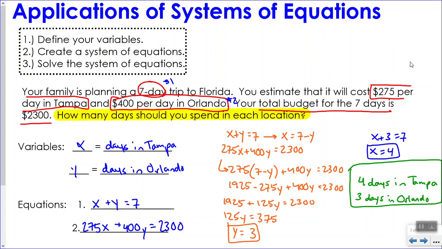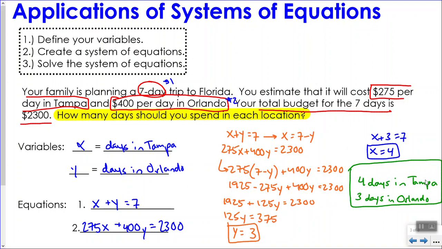Alright, so once we got our system set up, we've already done the hard work. For this one, I opted to use substitution. Again, you can use whichever method you prefer, and even if you use substitution, you may have done it differently. Either way, we end up with 4 days in Tampa and 3 days in Orlando. And this is why it's so important to define your variables, because we just end up with y equals 3 and x equals 4. And I have this key over here that tells me what each of those variables mean.